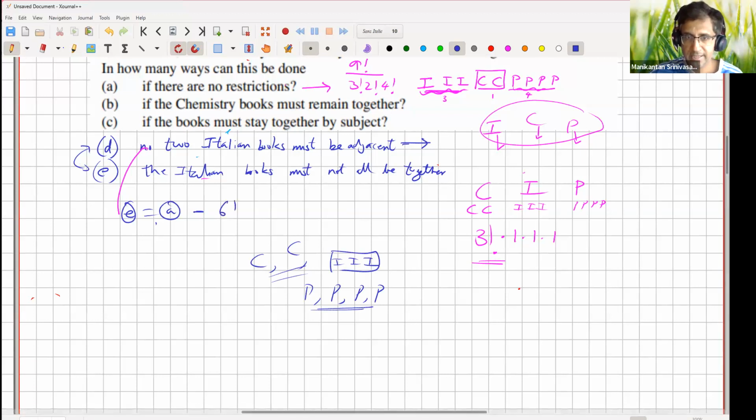You can arrange them in 6 factorial upon 2 factorial into 4 factorial, because the 2 chemistries are identical. The 4 physics are identical. This block, there's only one of that block. If at all anything, it's 1 factorial. And then we open the block and there is no arranging because all the Italians are identical. So it's that. Are you able to visualize this completely, guys? Okay, all right.